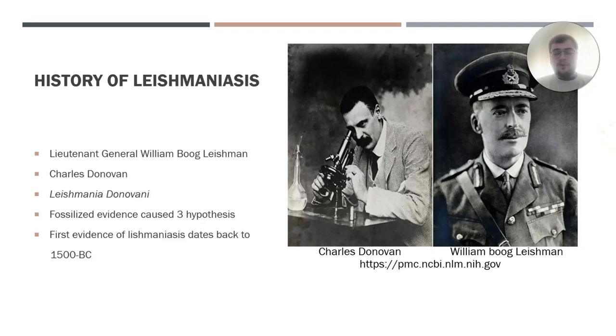Lieutenant General William Boog Leishman was the first person to actually study and find the parasite. He found it in 1900 and did not publish his first paper on it until 1903. Several weeks after his paper was published, Charles Donovan published a paper on a similar species, and they were both credited with finding the Leishmaniasis parasite, and thus the first species found was dubbed Leishmania donovani.